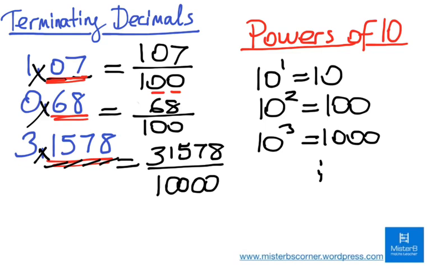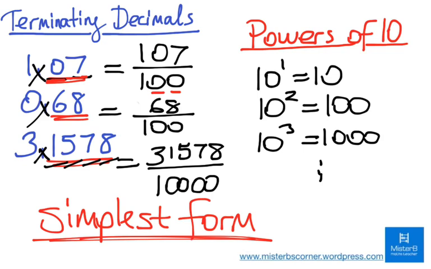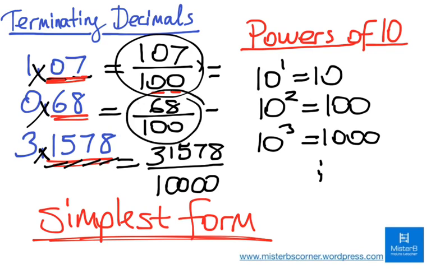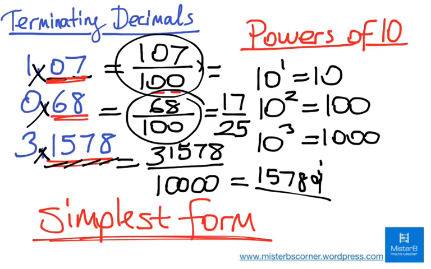Now after that I have to make sure that these are in their simplest form. So I can just key this fraction into my calculator and hit enter, and I'll see that this is in the simplest form, whereas this could be simplified. It will be 17 over 25. And for the third one, 15789 over 5000. This is the simplest form.